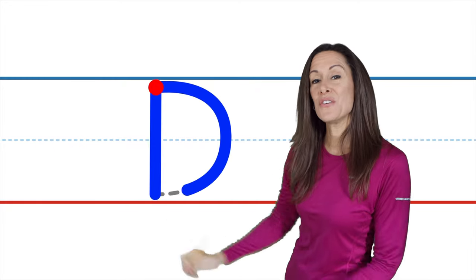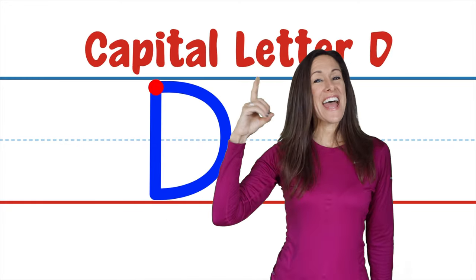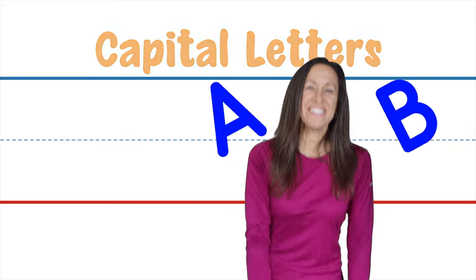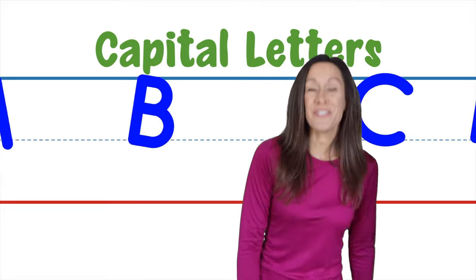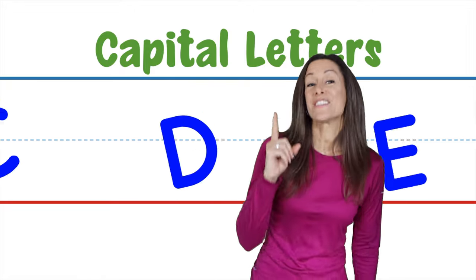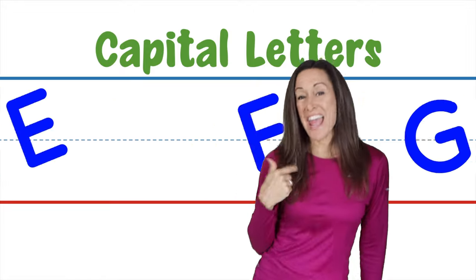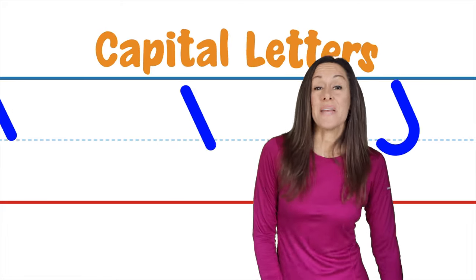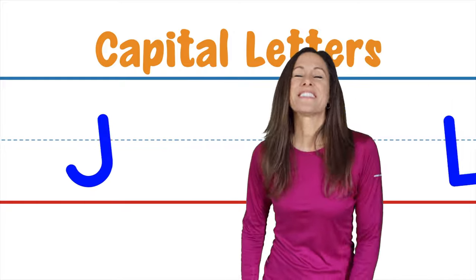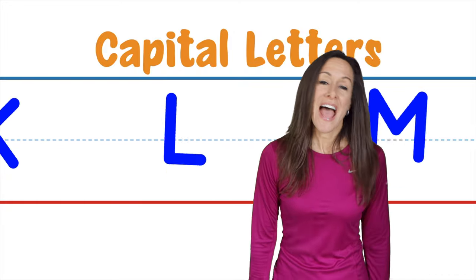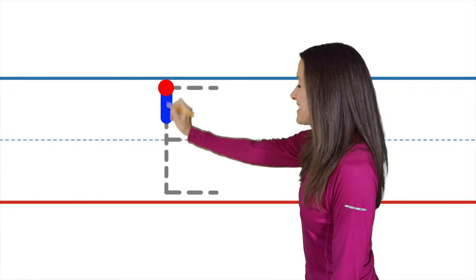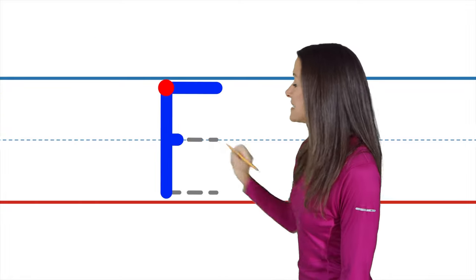Big curve, capital letter D. Capital letters: the first in a sentence, and my name. Capital letters: in front of nouns, months, and the holidays. E with a tall line, then side, side.